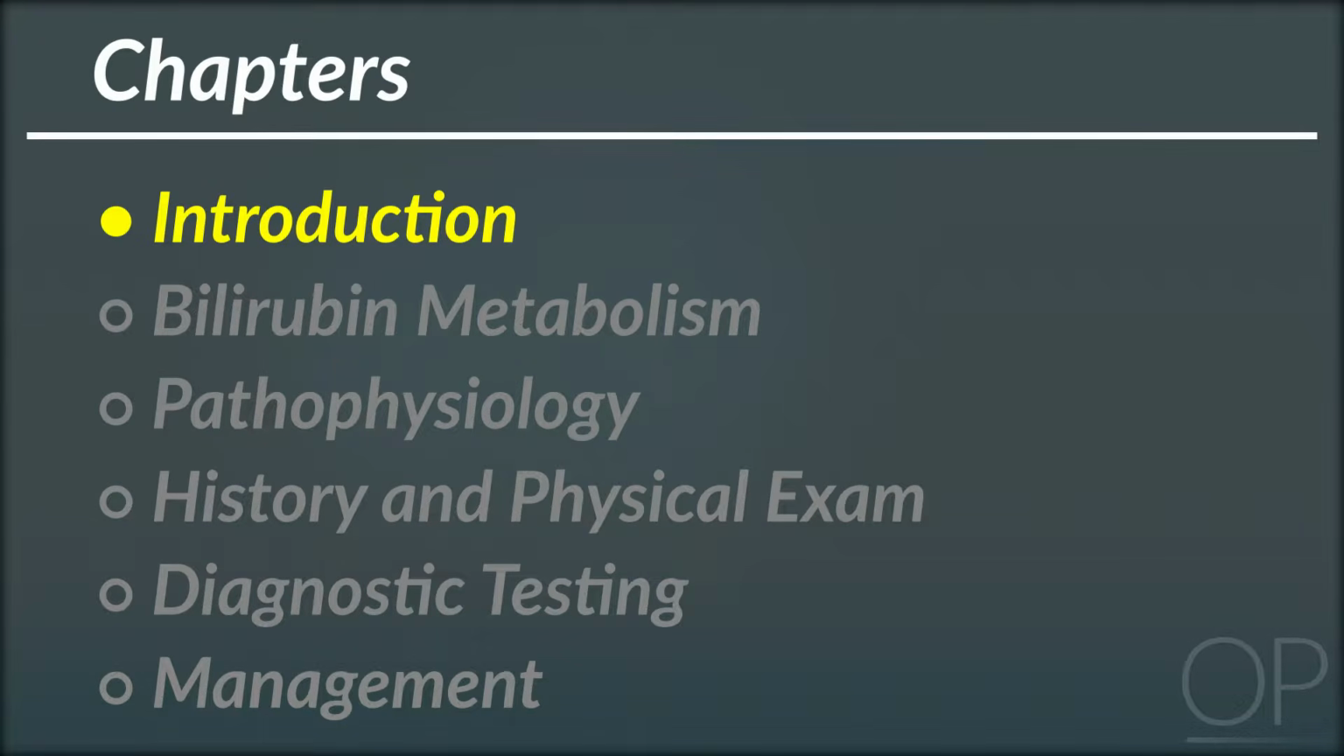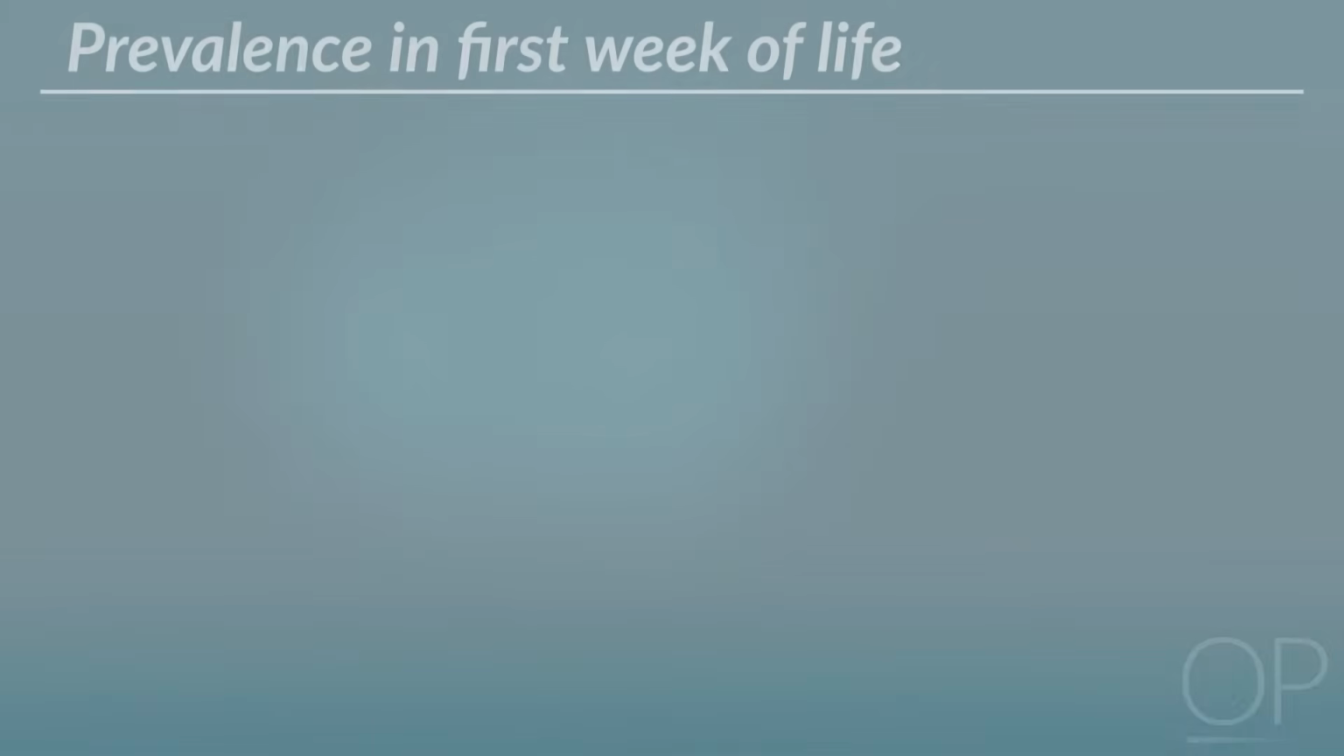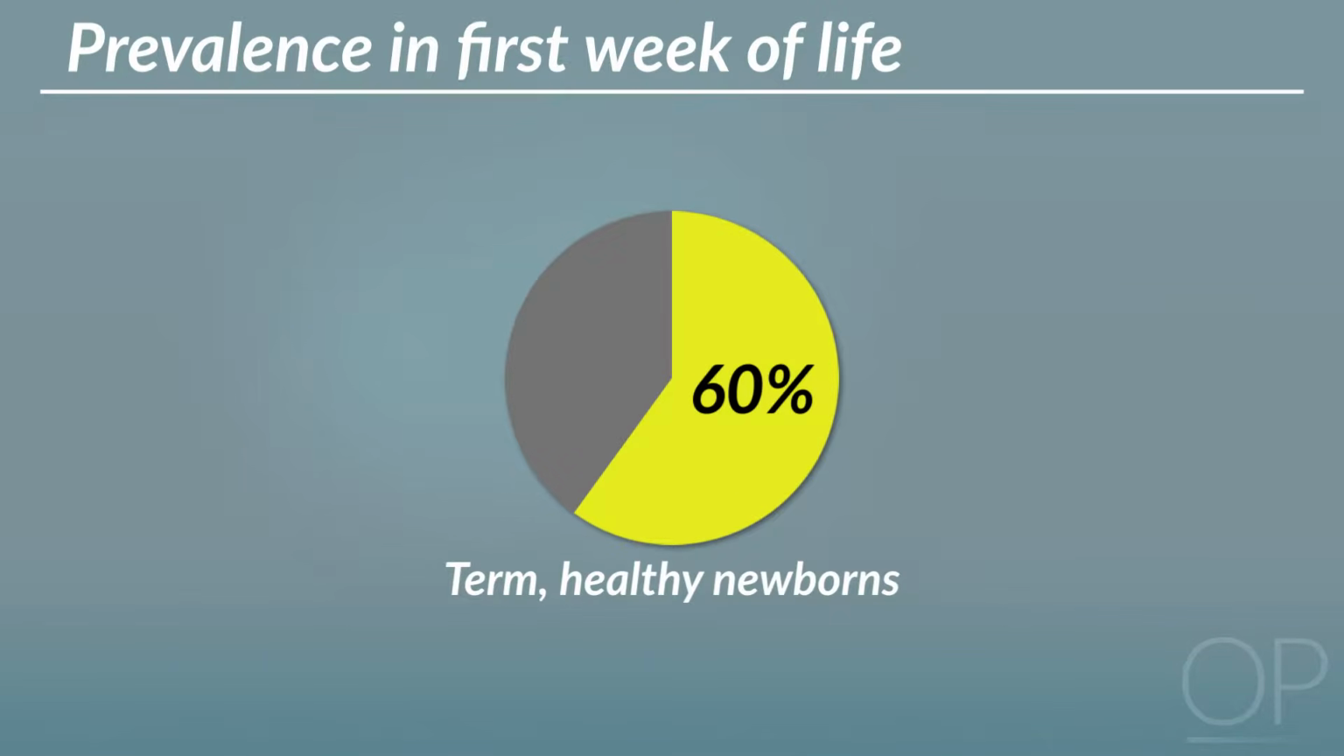Introduction. Neonatal jaundice is a common physiologic variant, as up to 60% of term healthy newborns exhibit some degree of jaundice in the first week of life.